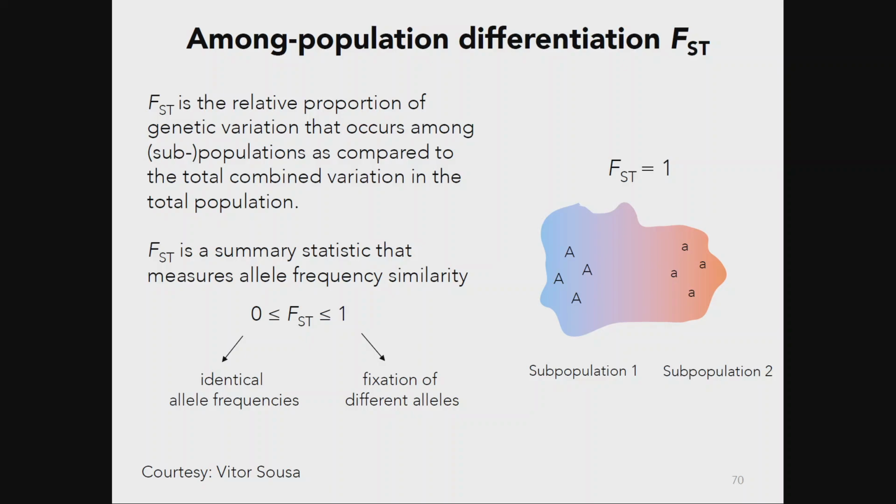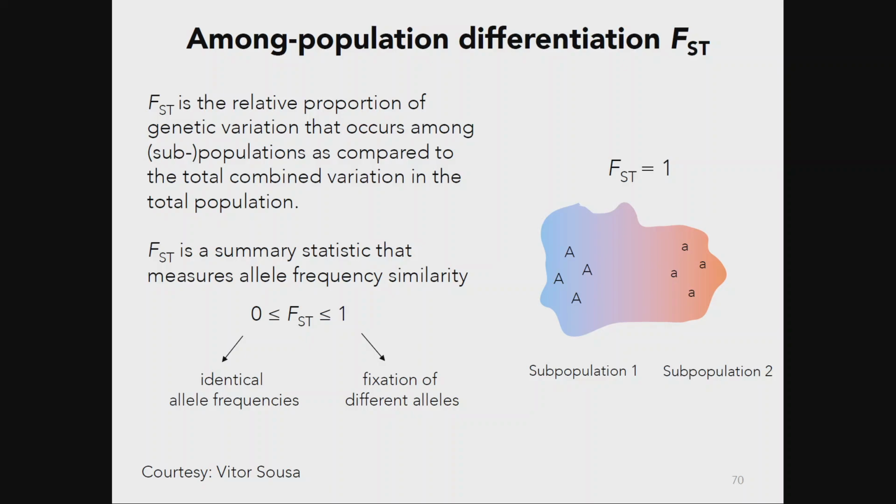So here I have two subpopulations and they form a meta-population. Then we compare the variability in these two subpopulations to the total variability, right? FST is a summary statistic that measures how similar or different allele frequencies are, and it can go from 0 to 1. If FST is 1, it means maximal differentiation.